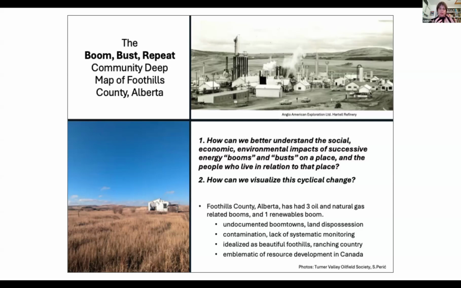And for us, it's really important to think about how we can visualize this cyclical change, because on the landscape, it's not always immediately visible. As you can see from the two pictures before you, a refinery that existed for about 20 years in southern Alberta, the Hartel refinery, and what's left of the refinery, which is now on a private ranch in the same county. And what you can't see is, again, successive layers of contamination. The local ranching family has to do annual soil monitoring tests and keep their animals away from this place.